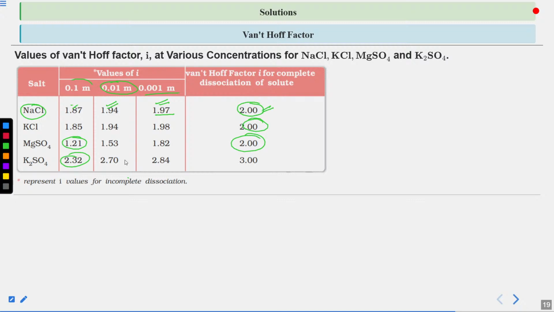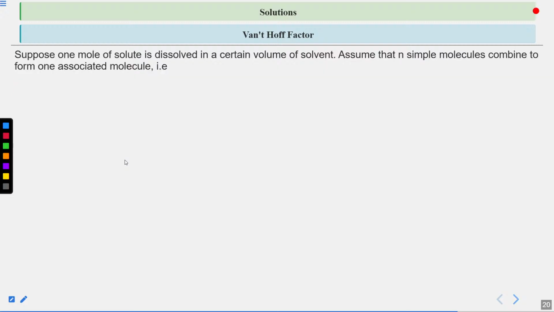Moving on further. Now, let us take the case of dissociation if the dissociation is not occurring to 100% extent. So, for some electrolytes, it is seen that there is not complete dissociation. They are partially dissociated.